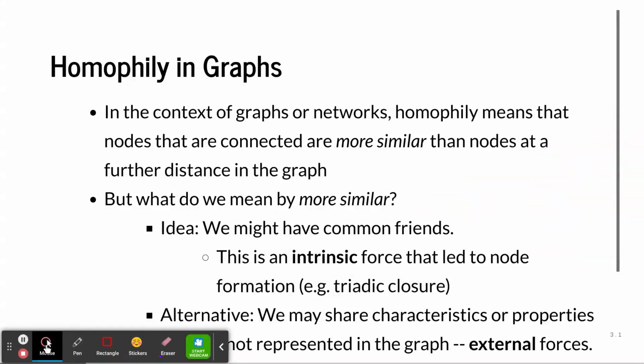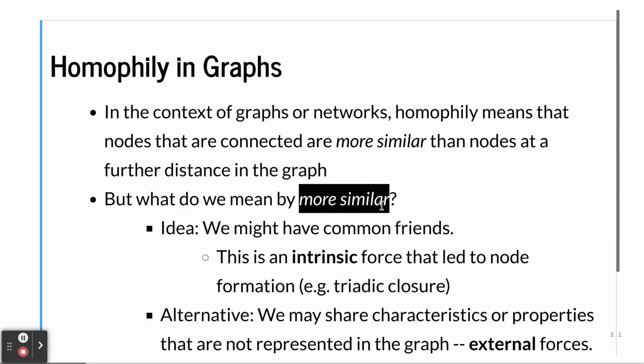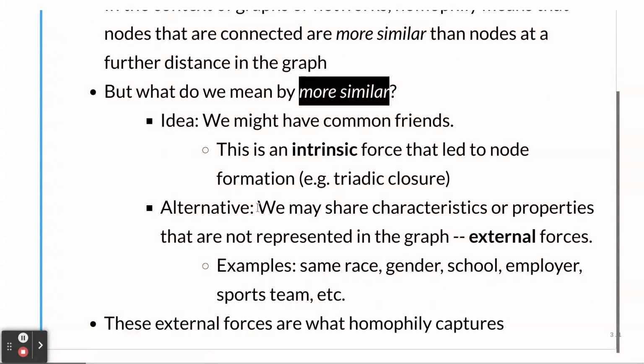Now, an alternative way to think about how nodes can be, quote, more similar, is to say that we may share some characteristics or properties that are not explicitly represented in the graph. And if you remember, the graph only represents nodes and edges. We can get some richness there by labeling edges as strong or weak, or even giving them a numerical value in the case of a weighted graph. But the only information the graph carries is what the nodes are and where the edges are.